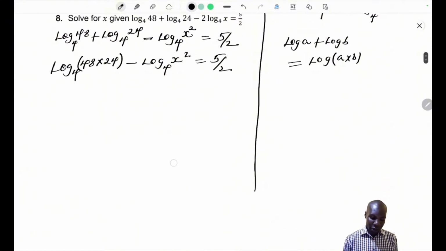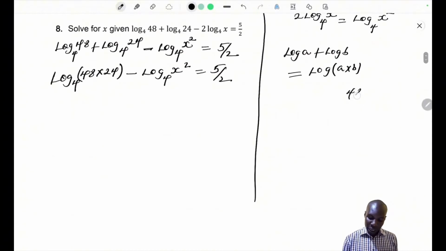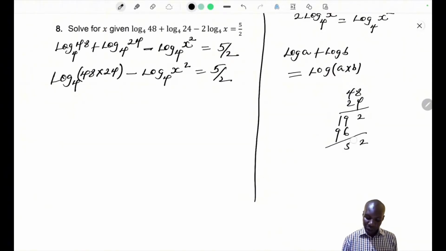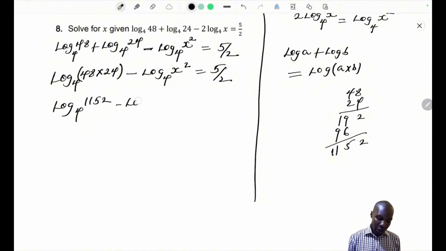So we know that 48 times 24 gives 1152. So we have log of 1152 to base 4 minus log of x to power 2 to base 4 equals 5 over 2.